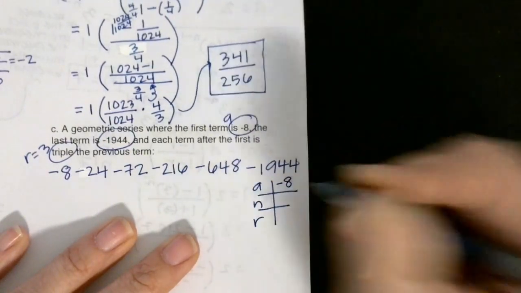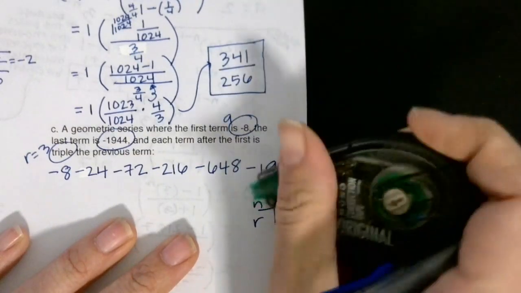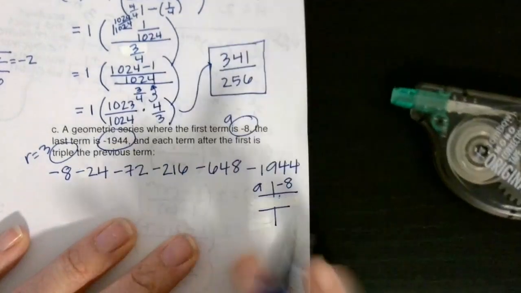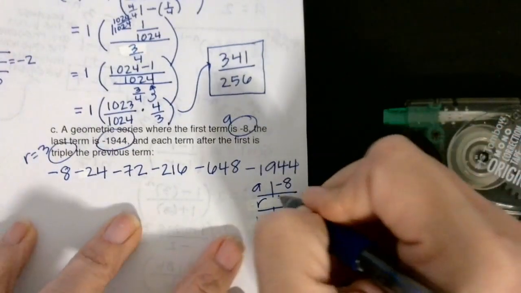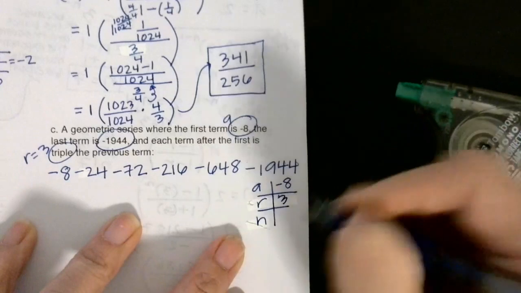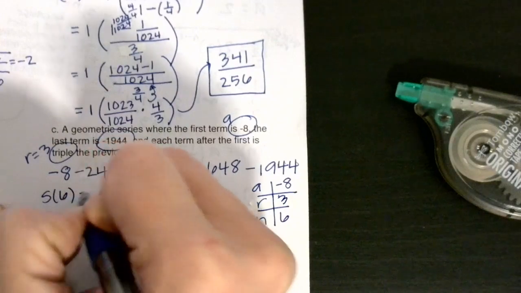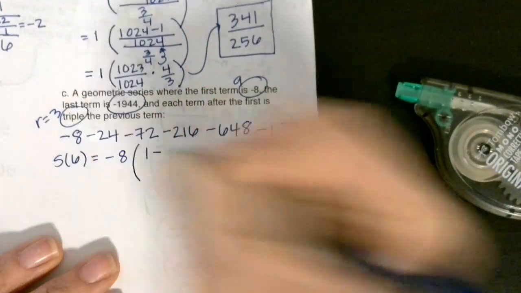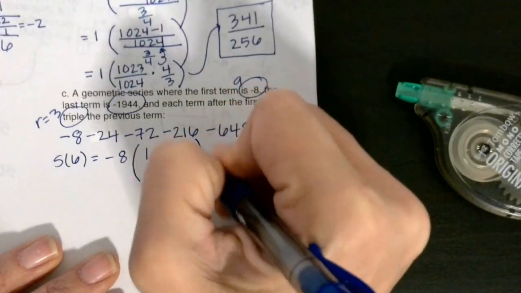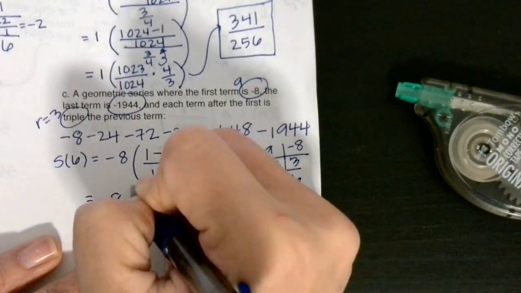So the first term is negative 8. The n is, what did we just say, 6? Oh, I put those in backwards. Silly me. So we get r and n, and r is, what did we just say that was? It's 3, and n is 6. Alright, so now we just plug it back into that same formula that we've been using, because these are all geometric, and we know they're geometric because they have the common ratio. So we have negative 8 times 1 minus 3 to the 6th all over 1 minus 3, which equals negative 8. You have to do the parentheses, guys.